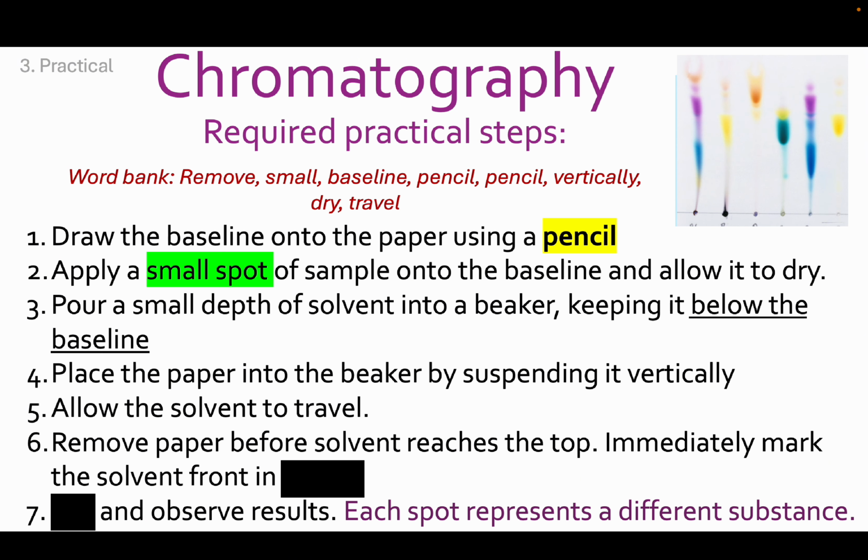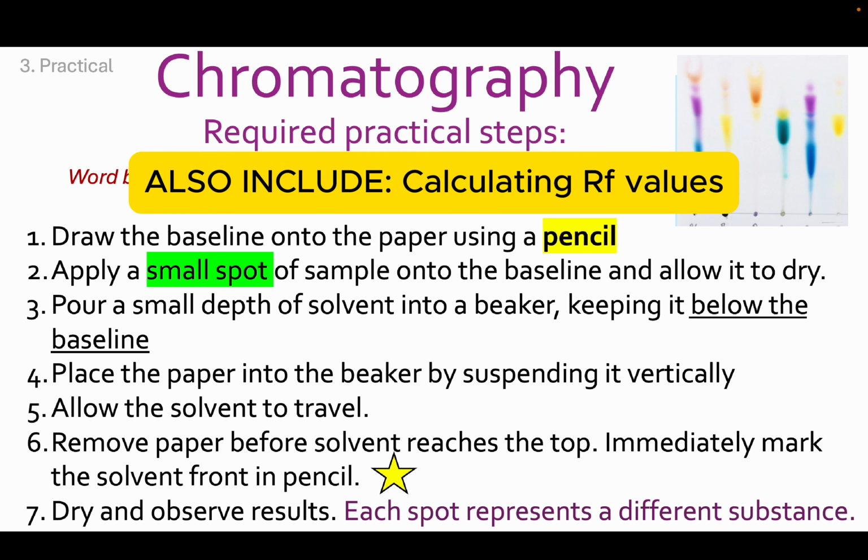Remove the paper before the solvent reaches the top. Immediately mark the solvent front in pencil. This is a critical exam point. Dry and observe results. Each spot represents a different substance, and you're going to see spots appearing at different heights. From here as well, you can mention calculating RF values, which we're also going to look at very soon.